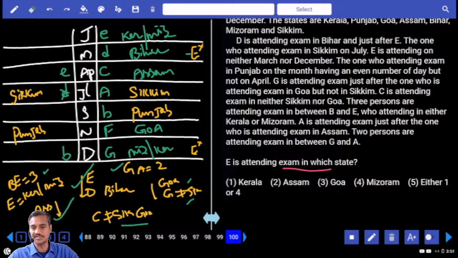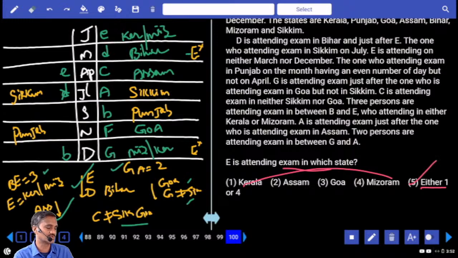And finally, question 100: he is attending the exam in which state? Now he is attending in either Kerala or Mizoram, either 1 or 4. That is the choice for question number 100. Clear? Now this is about paper number 33, SBI PO Prelim.